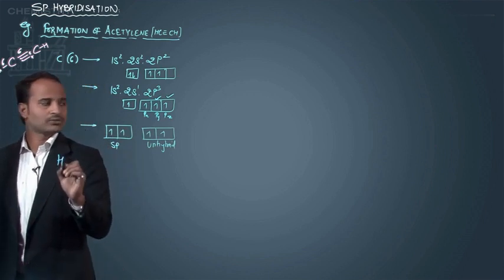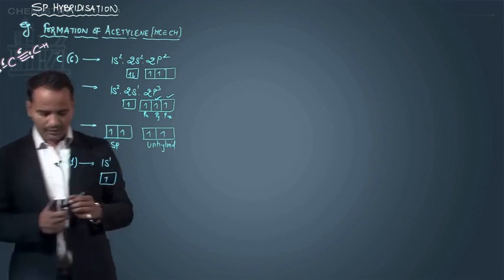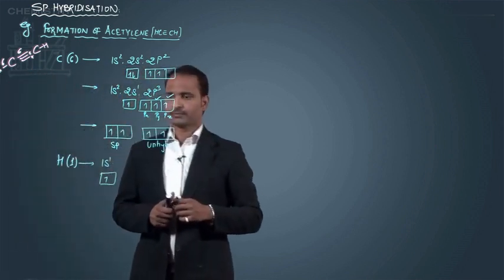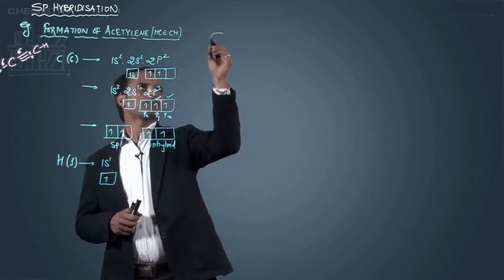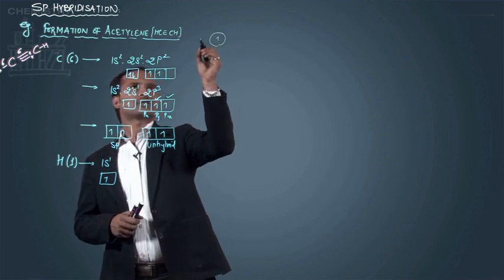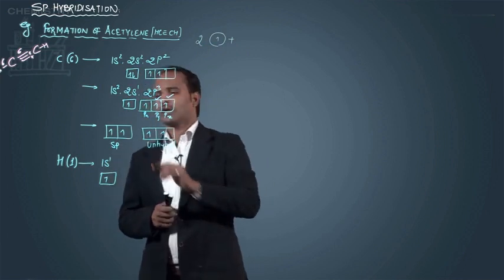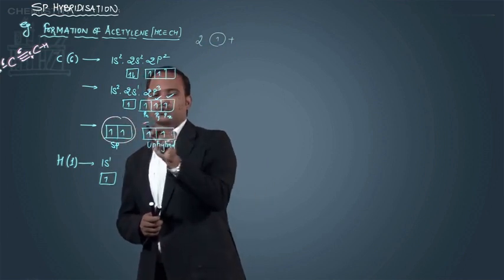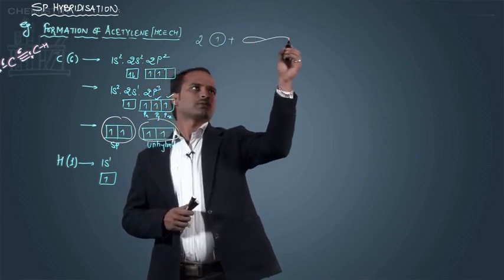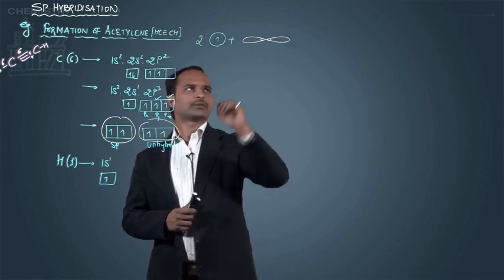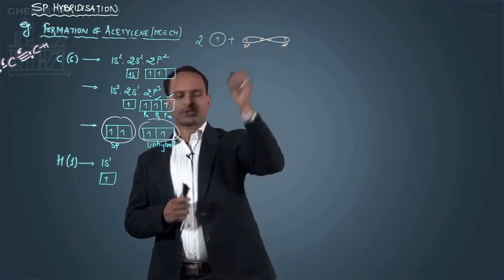Combining with hydrogen, whose atomic number is 1, its electronic configuration is 1s1. Okay, now let's see the orbital overlapping. How many hydrogens are required here? 2. They overlap with carbon. From carbon, the sp orbitals and 2 unhybridized orbitals come together. sp means a linear geometry. This is the first sp and this is the second sp hybrid orbital. Each sp hybrid orbital has an electron.